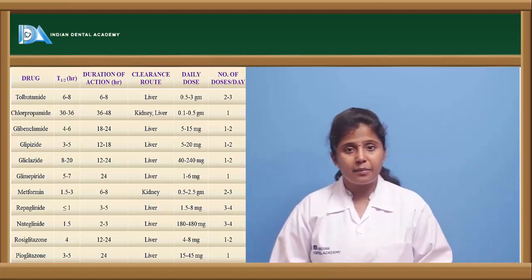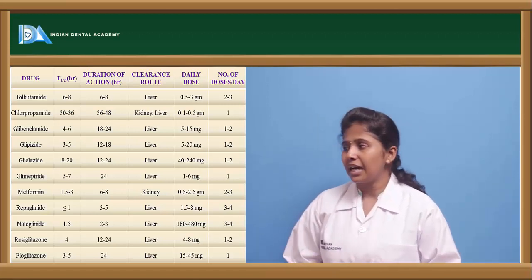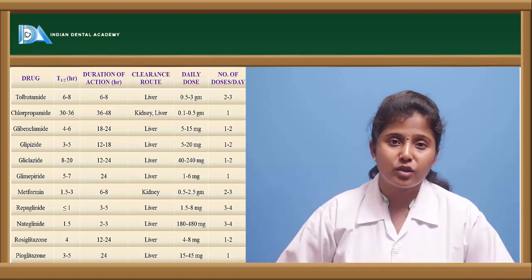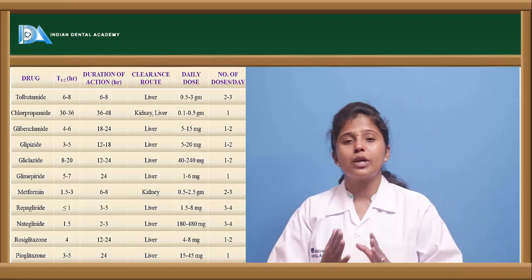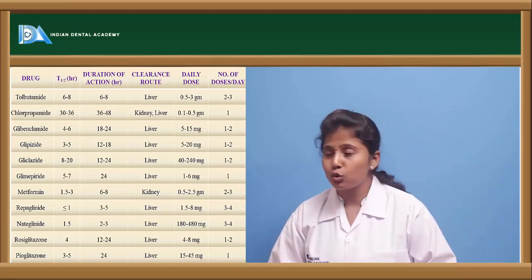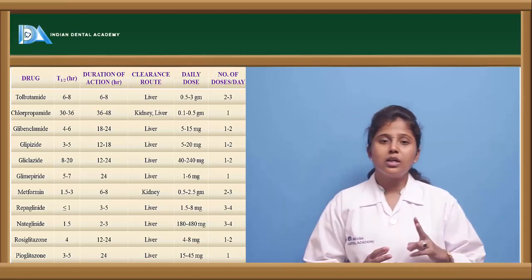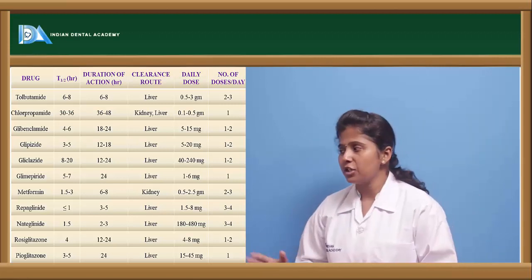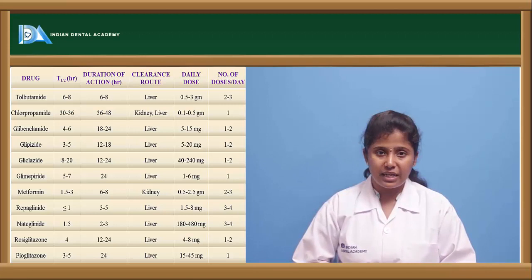And the other anti-diabetic drug is glibenclamide. It has a half-life of about 4 to 6 hours, and the duration of action of this drug lasts for about 18 to 24 hours, and it is cleared through the liver. 1 to 2 doses are administered based on the severity of the diabetic condition, at a dose of 5 to 15 mg each.